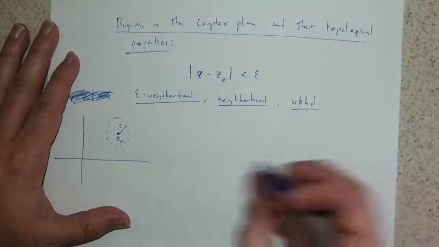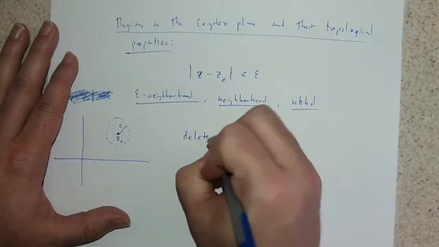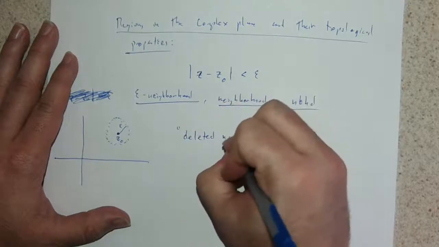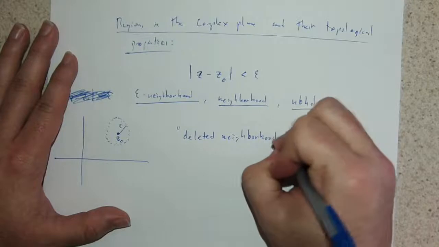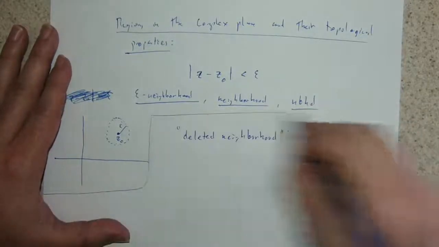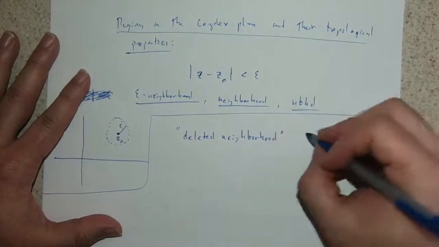Sometimes we want to talk about what's called the deleted neighborhood. So what is a deleted neighborhood? Let me separate this out so that you don't think this is the deleted neighborhood. So a deleted neighborhood here is a punctured disk.